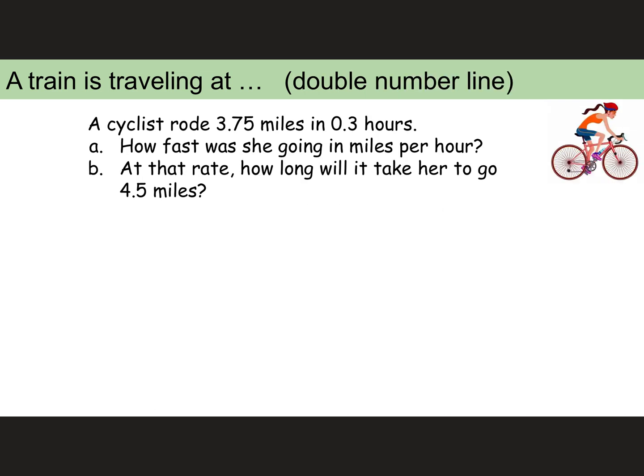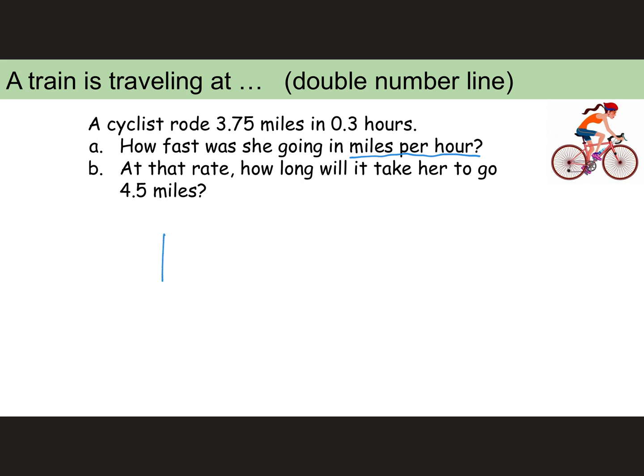Okay, last problem. A cyclist rode 3.75 miles in 3/10 of an hour, 0.3 hours. How fast was she going in miles per hour? What is the unit rate is the first question. And then, if we know the unit rate, how long will it take her to go 4.5 miles?